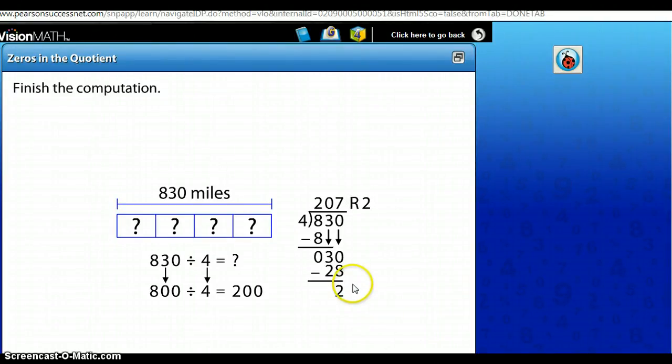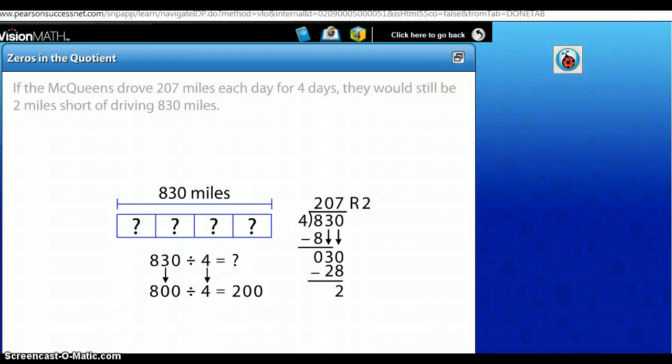Okay, so then they had 30. They asked themselves, 4 goes into 30 how many times? 7 times. 4 times 7 is 28. Minus 28 equals 2. There's nothing else for me to bring down. Now I know I'm finished. 2 is going to be my remainder. What does the remainder mean? What is a remainder? Dylan? The number left over. Yes, the number that's left over.